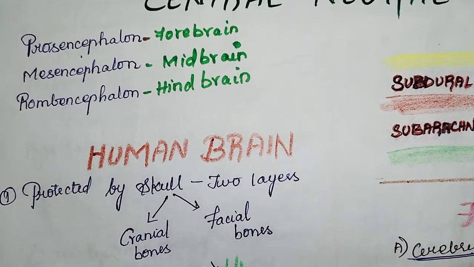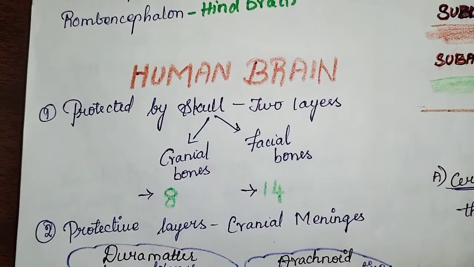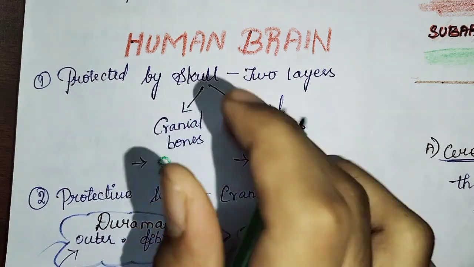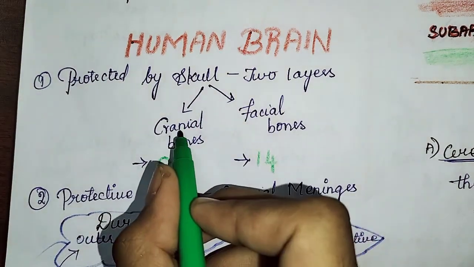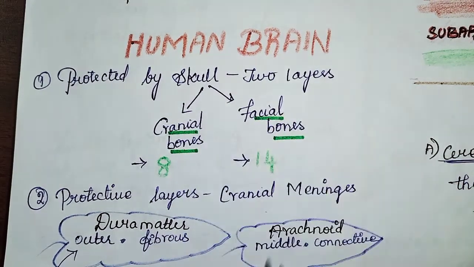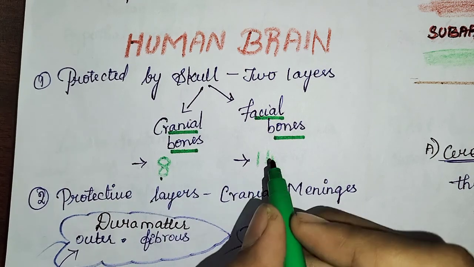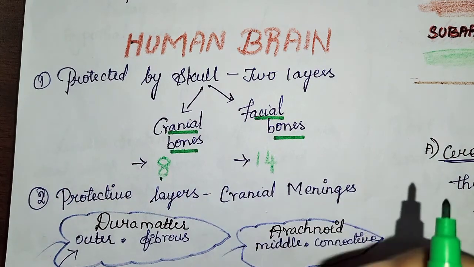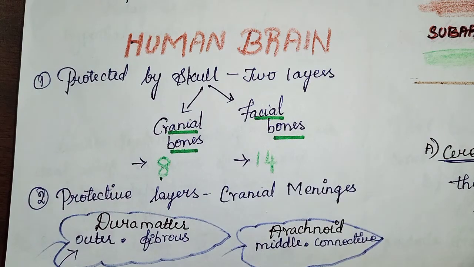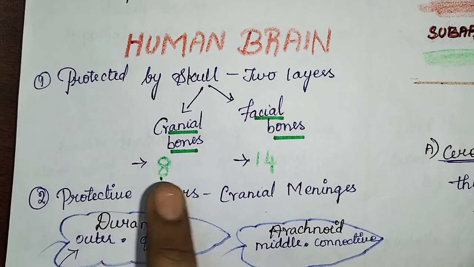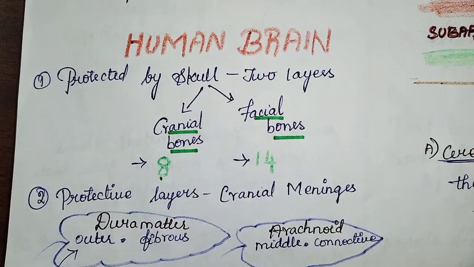Okay, we will enter into the human brain now. See this. The human brain is protected by our skull, as we all know from the small classes. The skull protection is of two types: the cranial bones and the facial bones. Cranial bones are 8 in number and facial bones are 14 in number. I will tell what the bones are in the bones video. So note that, important: cranial bones are 8, facial bones are 14.